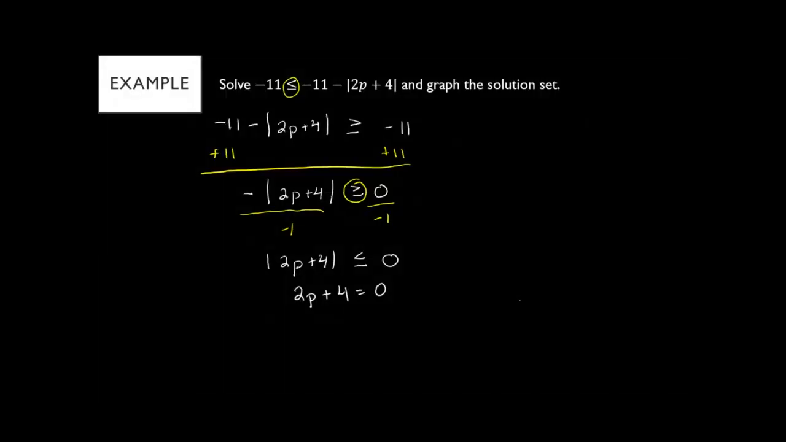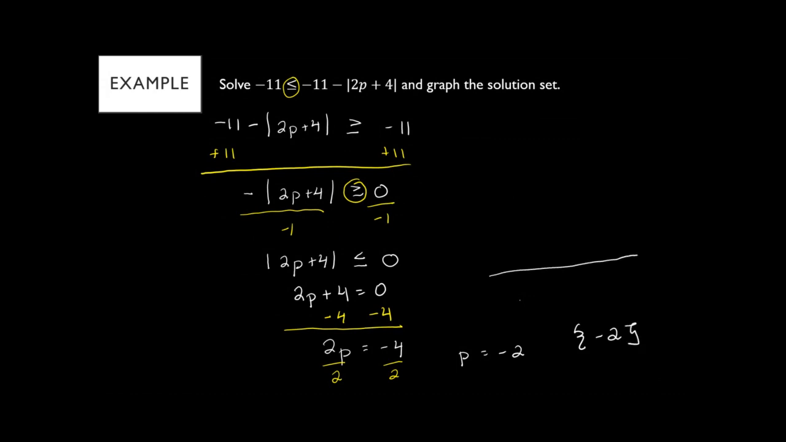So we're just now solving for p. I'm going to subtract 4 from both sides. And this gives me 2p is equal to negative 4. Then you divide both sides by 2. And we get p is equal to negative 2. So we get one answer, just negative 2. This is one of those special cases where if you tried any other number, it wouldn't work. Only negative 2 works because we had that less than or equal to 0.